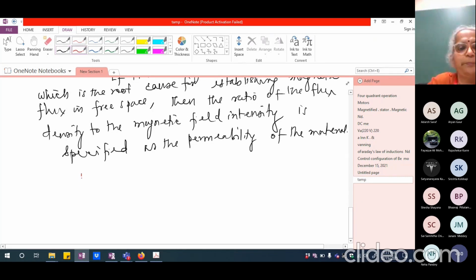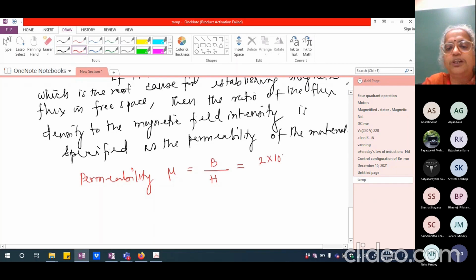So I can say the permeability is generally indicated by mu. So mu is going to be B divided by H, and the B value here was 2 into 10 power minus 7, divided by H, which was 1 by 2 pi. This is going to be 2 multiplied by 2 pi, which is 4 pi multiplied by 10 power minus 7. So this is going to be the permeability of free space, which is specified as mu naught.